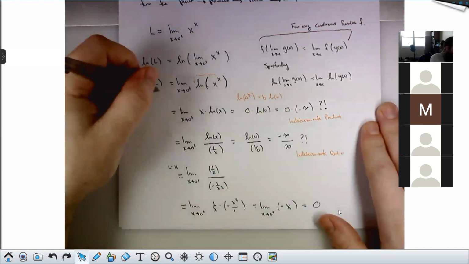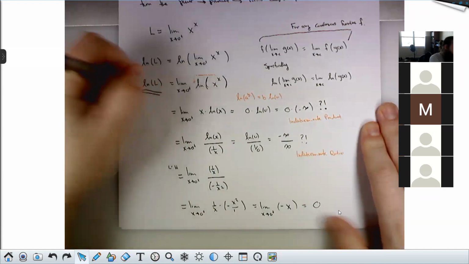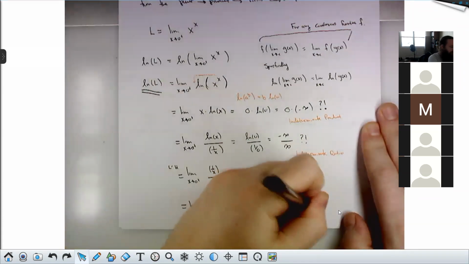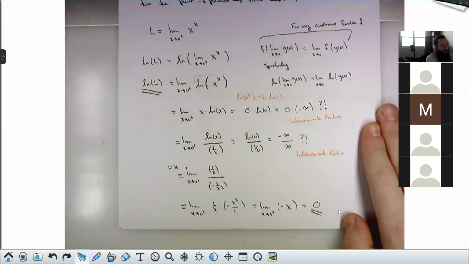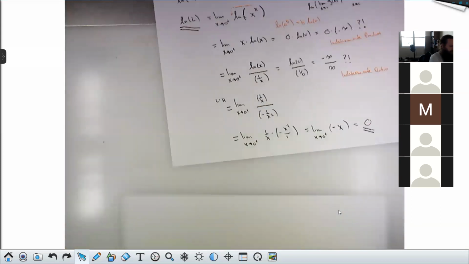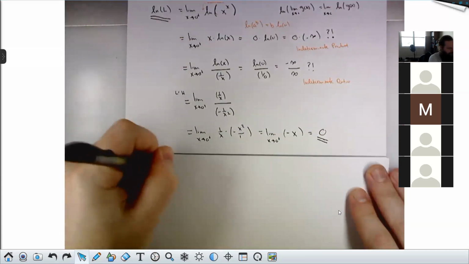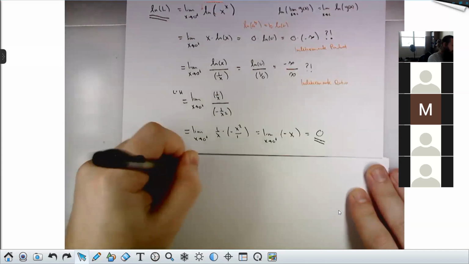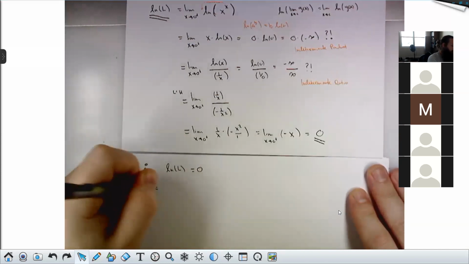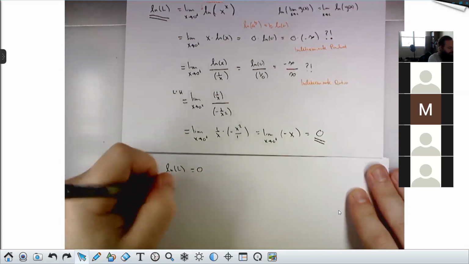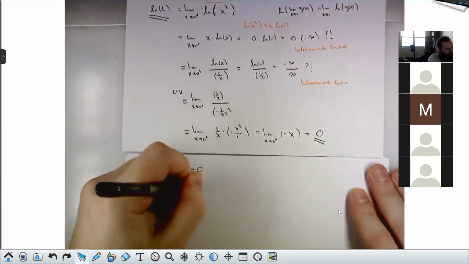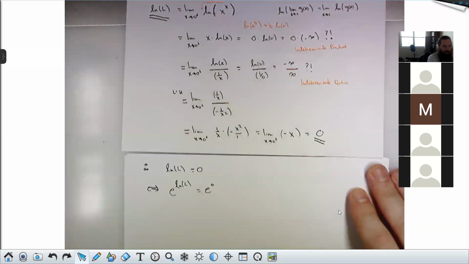What we've seen is that the natural log of L is equal to 0. So L itself, the limit I'm after, I have to solve this for L now. We do that by exponentiating on both sides. You got to remember how to solve logarithm equations.